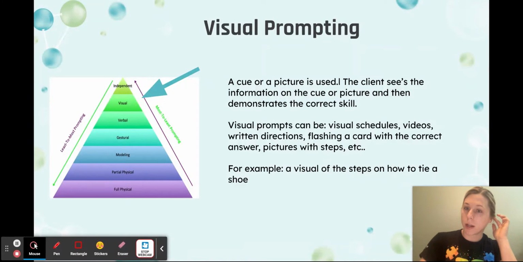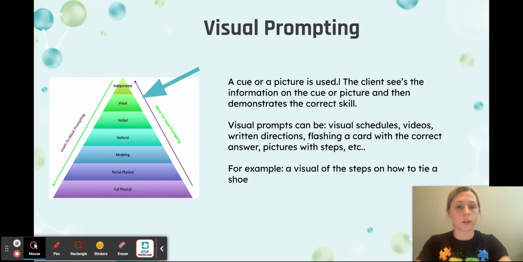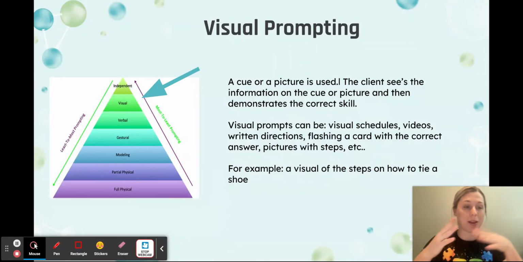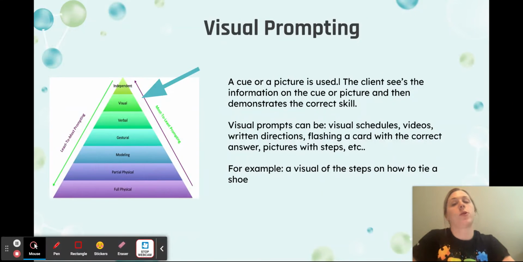So then the next one in the prompt hierarchy is visual prompting. It is a cue or a picture that is used. The client sees the information on the cue or picture and then demonstrates the correct skill. Some types of visual prompts are visual schedules, videos, written directions, flashcards with the correct answer, pictures with steps, etc. So for the example that I use with all of the levels in the following slides, how to tie a shoe, the example for a visual prompt would be an actual picture of the steps on how to tie a shoe.